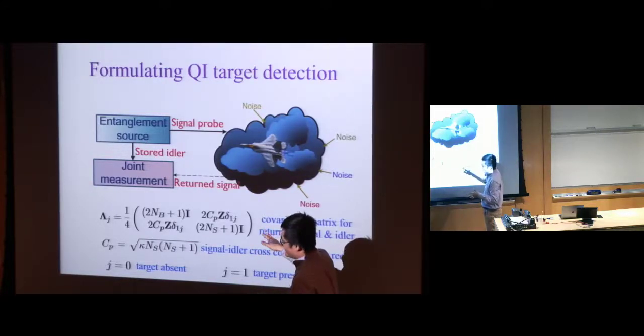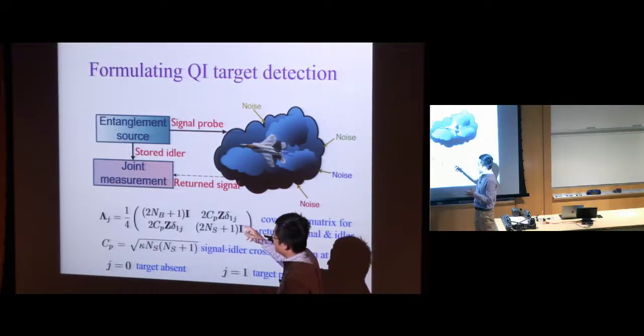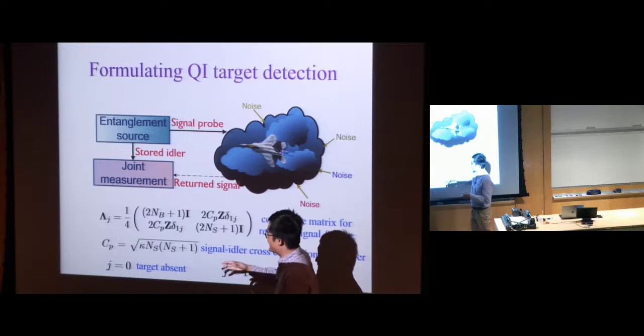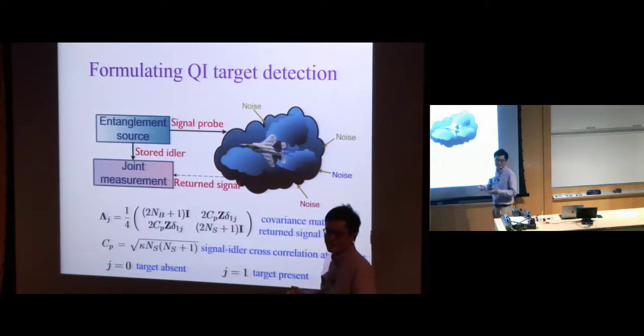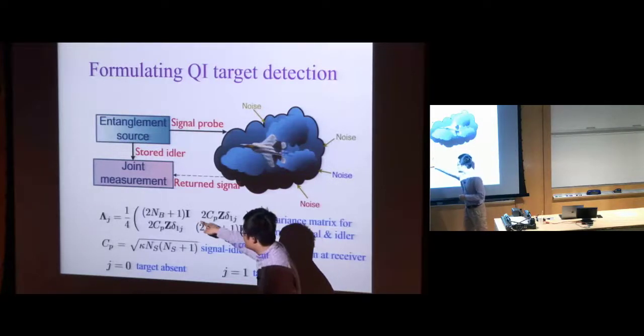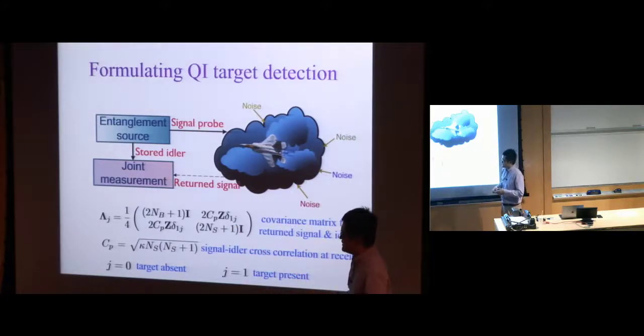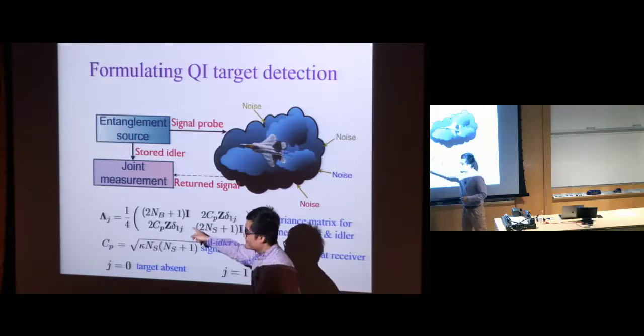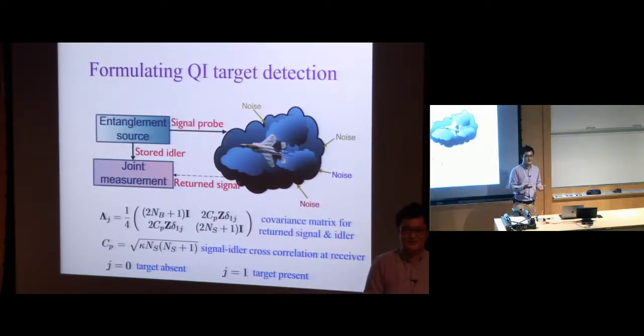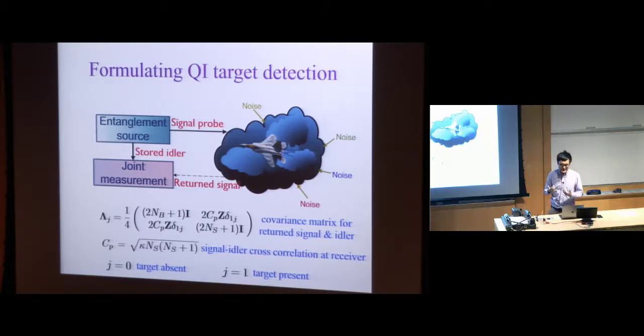So more technically, if you think about this returned probe and your returned reference, you describe them in a covariance matrix. The diagonal terms are almost the same in the cases of target present or absent. But the major difference is this anti-diagonal term, which describes the correlation between the signal and idler. Once this anti-diagonal term is non-zero, it means your target is present. If it is zero, then your target is absent. So more technically, you can think about this target detection problem from this perspective.